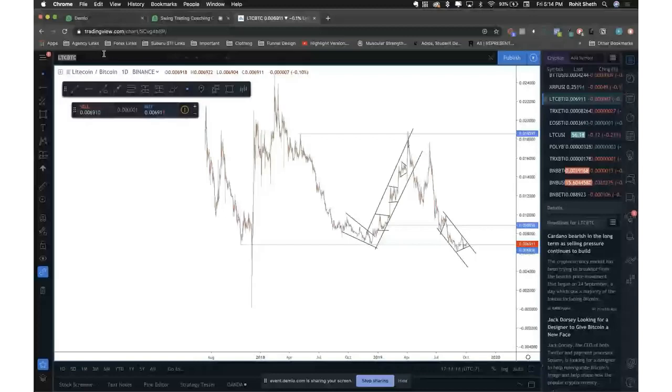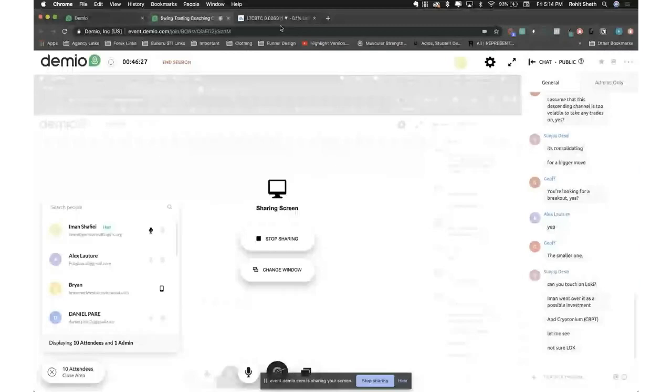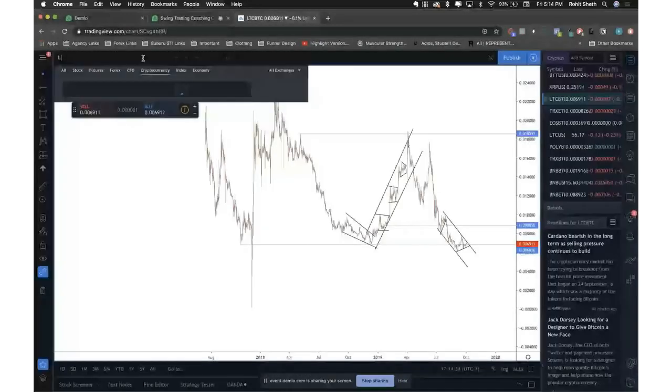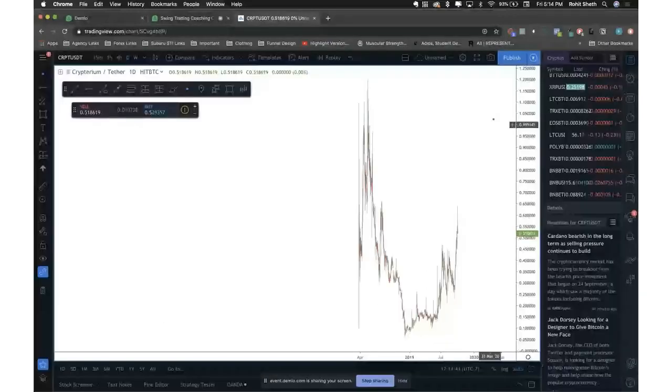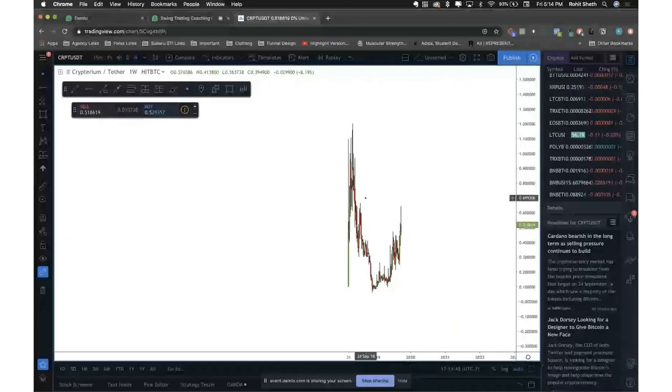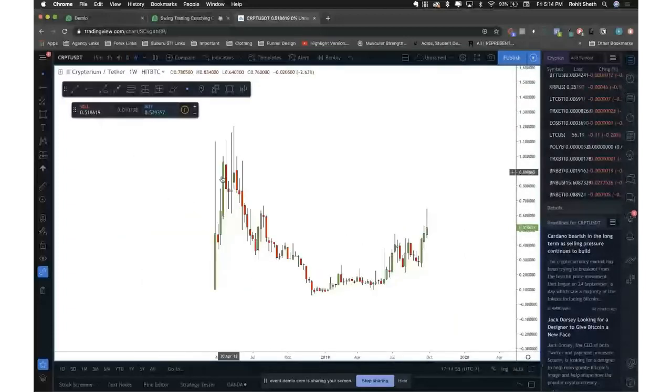Let's go over Kryptonium at the moment. So CRPT. Let's go. Do you want it to pair against Tether or BTC? Tether. All right, let's do it. CRPT, USDT. All right, so here we are. Let's go to the weekly just for a quick second here. I just want to see the overall. What does this look like?